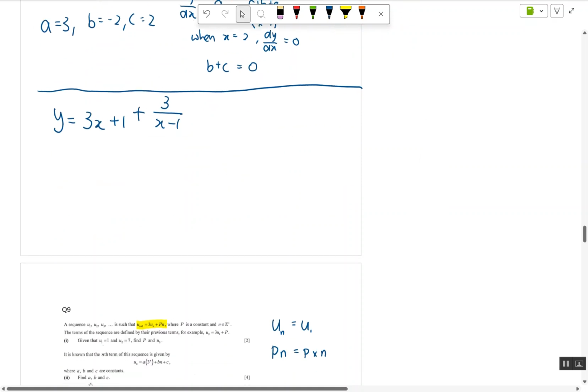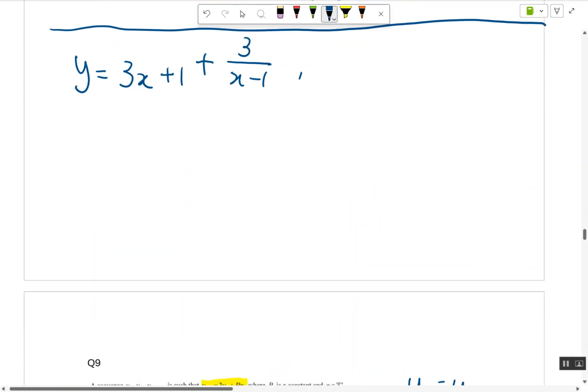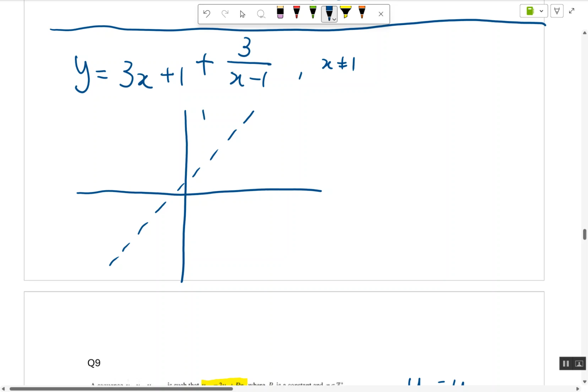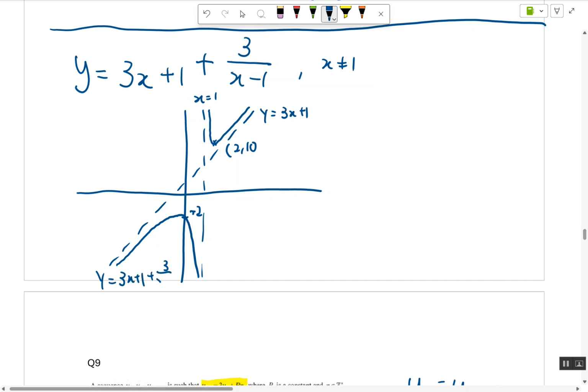At this point of time, you should already know that you will have two asymptotes. One is an oblique asymptote. Then you have the minimum point that they tell you is (2, 10), and your turning point just happens to be at the y-intercept, negative 2. Label y equals 3x plus 1, x equals 1, as well as label your graph y equals 3x plus 1 plus 3 over x minus 1.